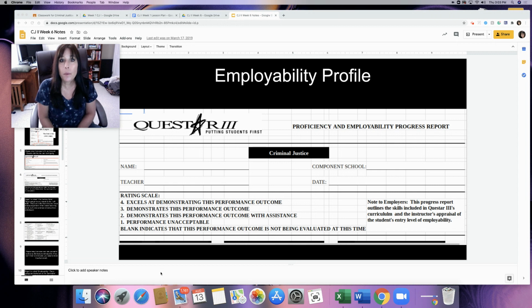So this week we're going to be talking about your employability profile. And this is again a required piece in your professional portfolio. And this is your homework for this week, due Friday. I think I've mentioned this to you, but your employability profile ultimately is a document that I, as your teacher, will be filling out on you at the end of your senior year.